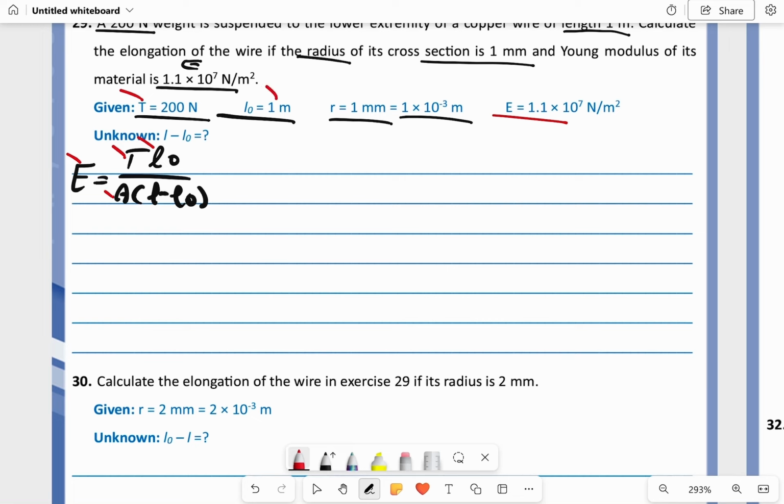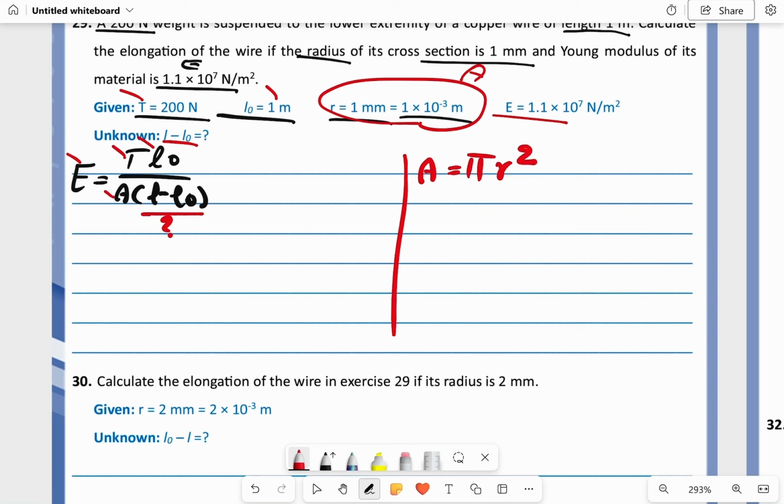Do I have area? No, but I can find it with this one. I need this one now, and I don't know it. You can find the area and then later on put it in the equation. Let's first find radius, area. So area is equal to what? Area is equal to pi r squared.